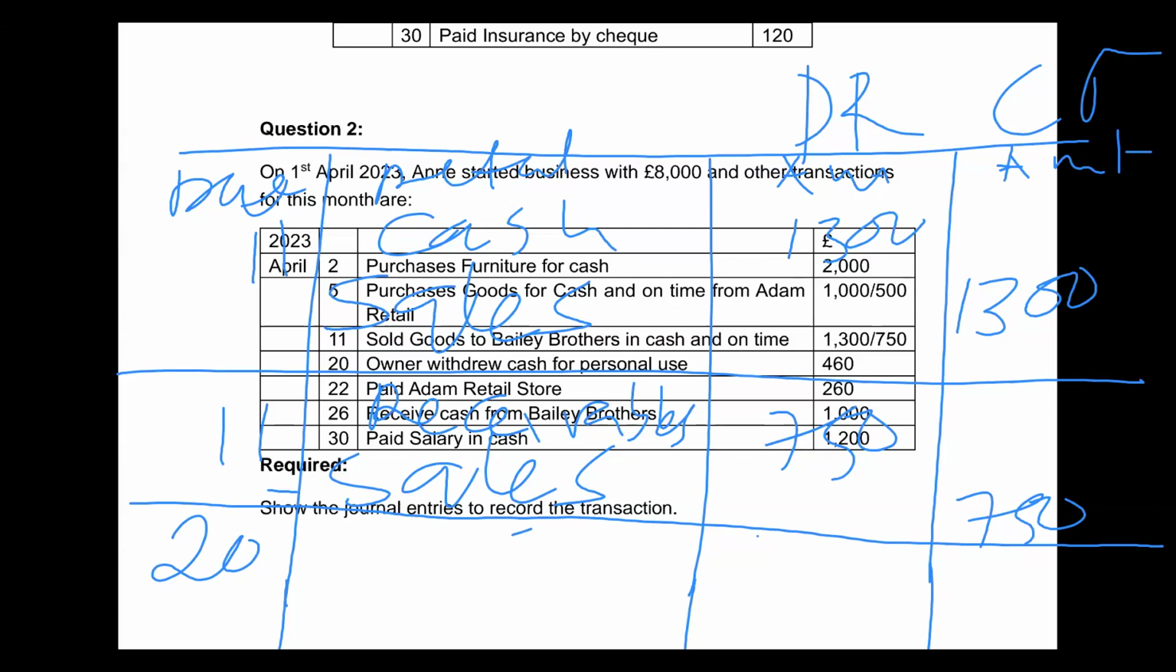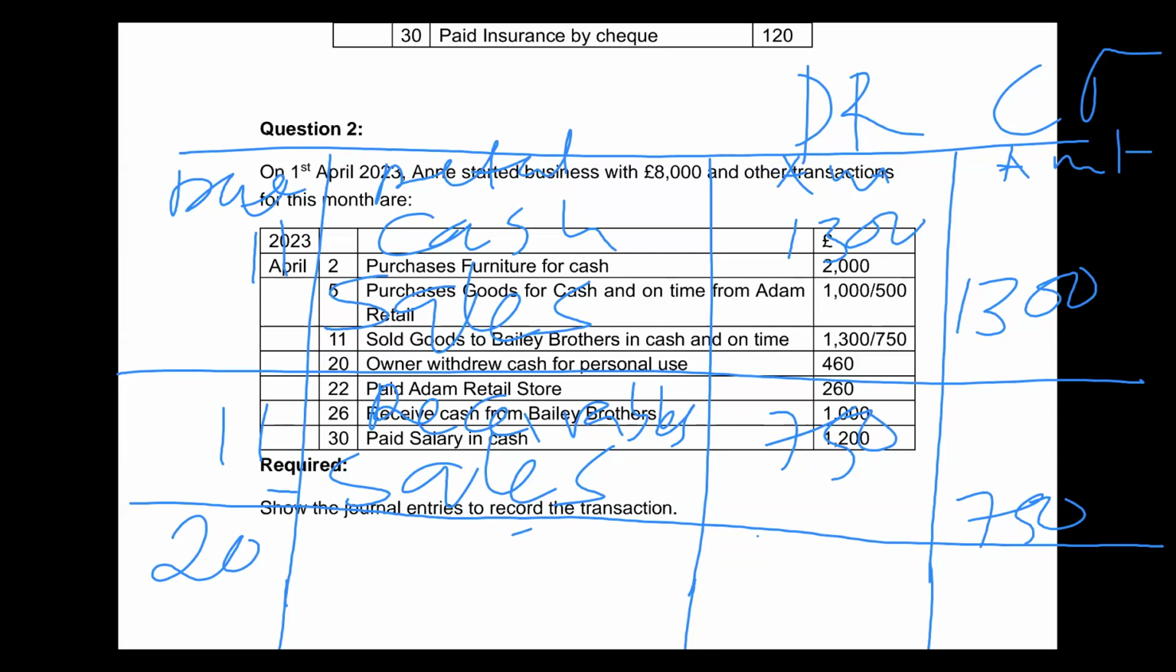So it's about crediting the correct account and debiting the correct account. It's not the question of balancing. It's about, have you credited the right account? Have you debited the right account? Okay. Got it? Yes, sir.